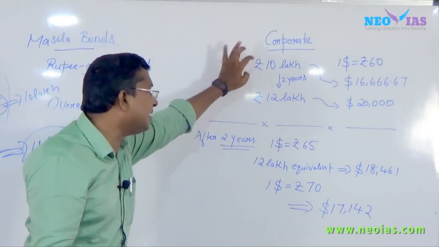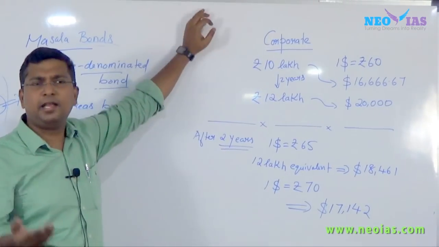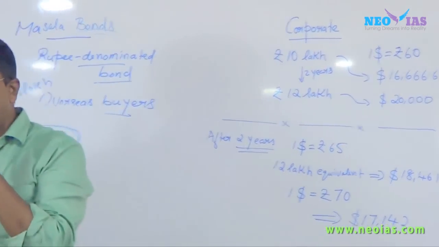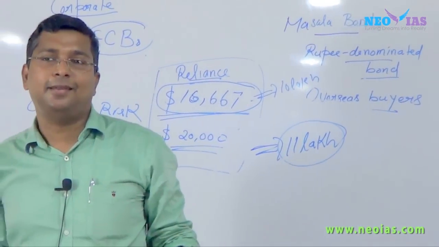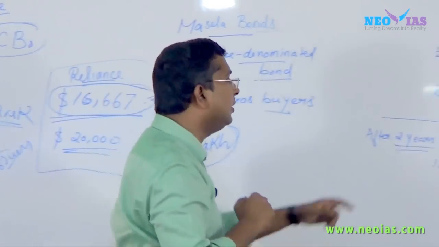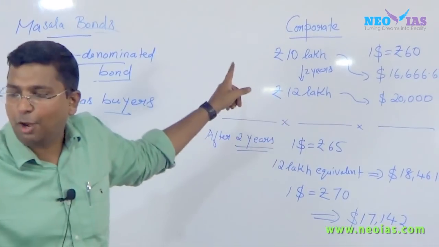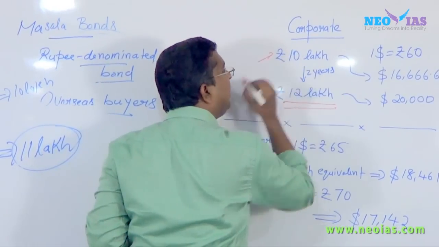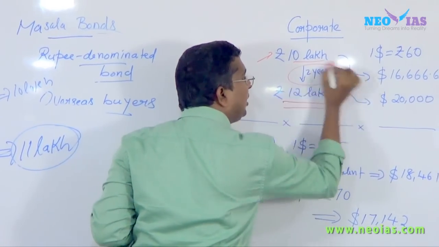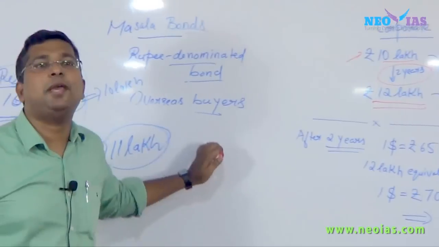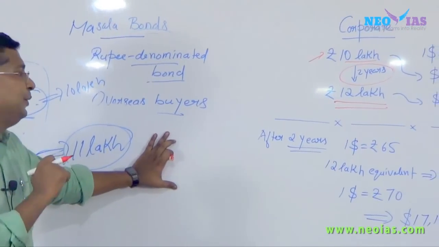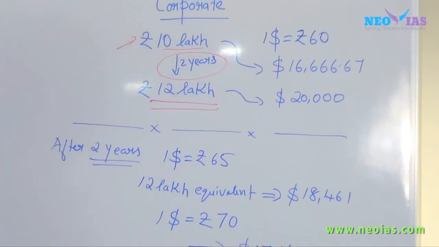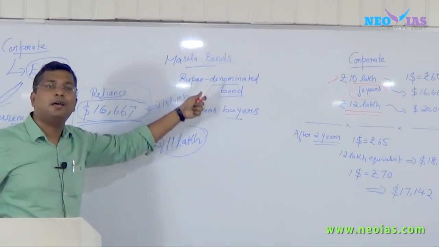Now take the case of a corporate, any Indian company, that wants to raise 10 lakh. He is going to issue a bond to raise 10 lakh, promising that after 2 years he will pay 12 lakh. So he is raising a fund of 10 lakh and after 2 years he will pay back 12 lakh. Now try to understand again this feature: Masala bonds are rupee denominated bonds.